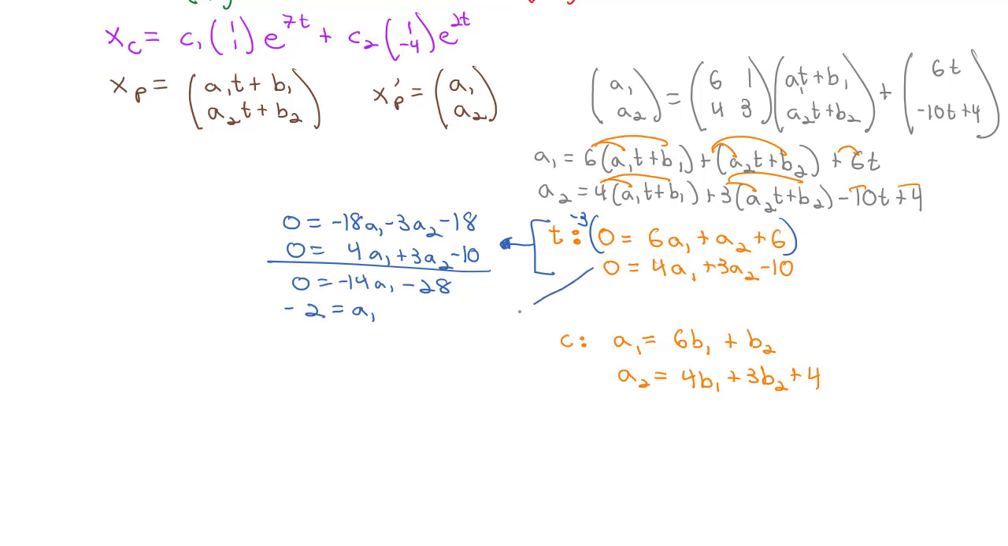We then can solve for our a2 by plugging it into either equation. I'm just going to plug it into the second equation. We have 0 equals 4 times a1. 4 times -2 is -8, plus 3a2 minus 10. Add 18 divided by 3, a2 is equal to 6.